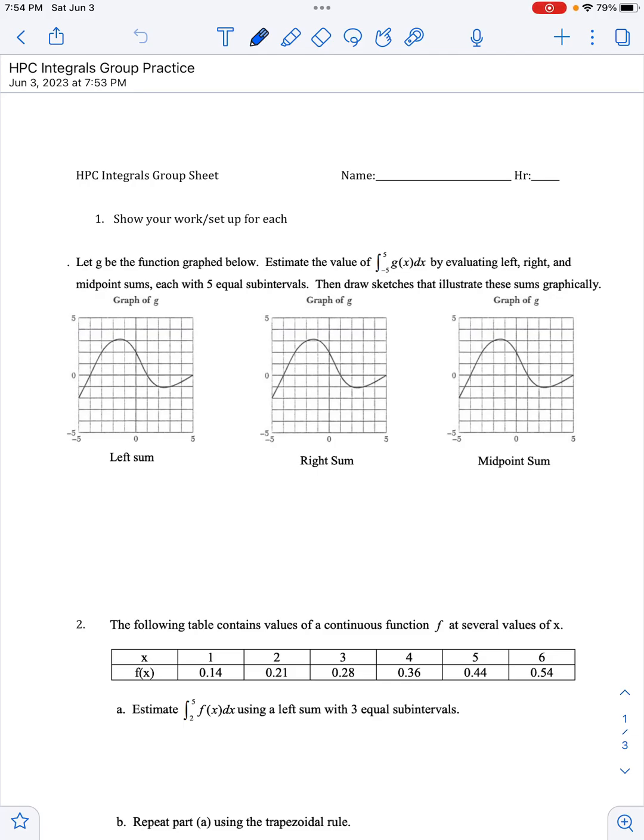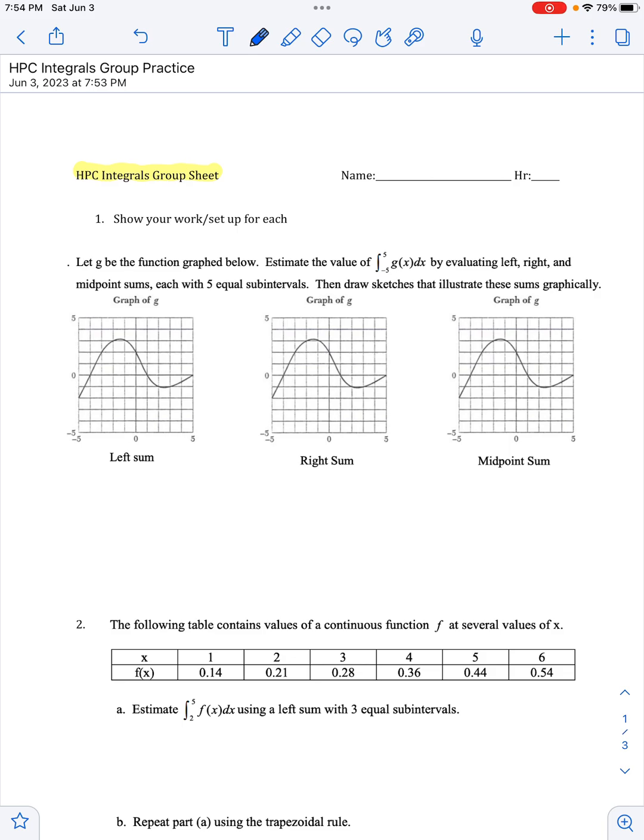Alrighty, friends, I'm coming to you live to go through this group worksheet. There are several integral problems on the final, and I just wanted to make sure that you had an opportunity to be shown how to do these if this wasn't a comfortable worksheet for you.